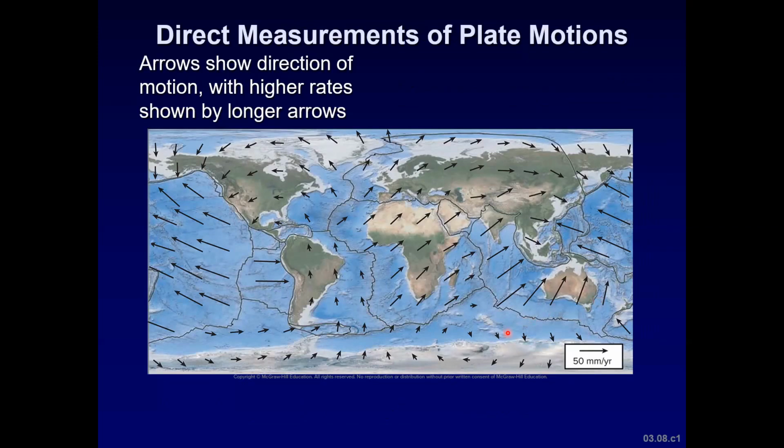We can also show direct measurements of plate motions. These arrows show the direction of motion with higher rates shown by longer arrows. It's measured by Global Positioning Systems, GPS. Some of the arrows are curved because some plates are rotating and because, of course, plate motion is occurring on a sphere, a spheroid shape that is our planet.